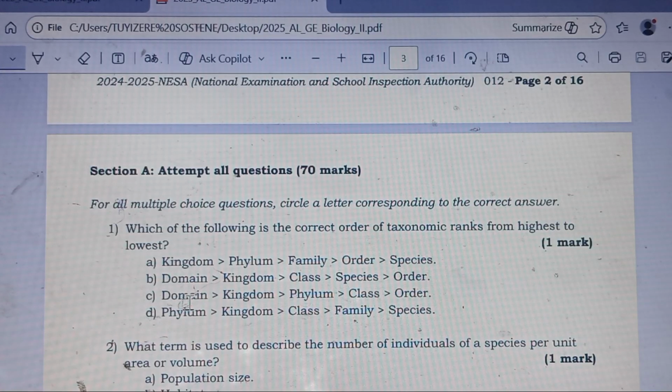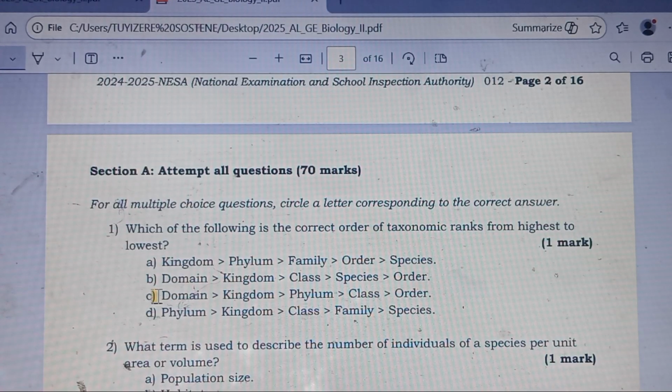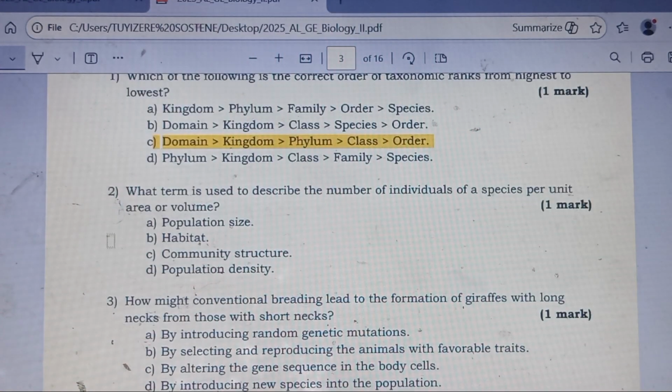For A we have kingdom, phylum, family, order, species. For B we have kingdom, domain, kingdom, classes, species, order. For C we have domain, kingdom, phylum, classes, order. For D, phylum, kingdom, classes, family, species. The correct answer here is letter C. Let us continue with question number 2.